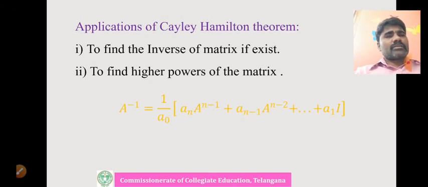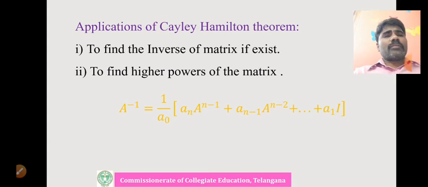Now we can discuss the applications of the Cayley-Hamilton theorem. The application is to find the inverse of the given matrix if the inverse exists. How can we say that the inverse exists? If there is no constant term in the characteristic polynomial or characteristic equation, then the determinant of A is 0 and A inverse does not exist. If there is a constant term in the characteristic polynomial, then the inverse of the matrix exists. That constant term is nothing but the product of the eigenvalues.